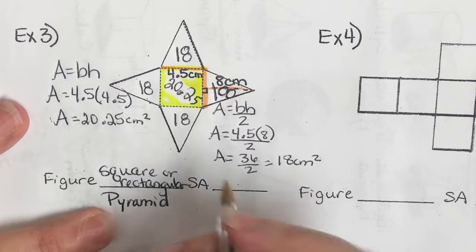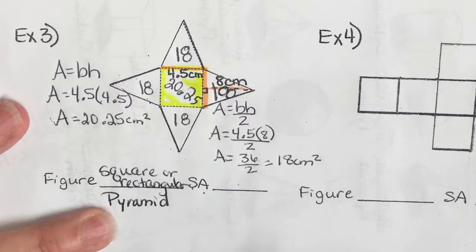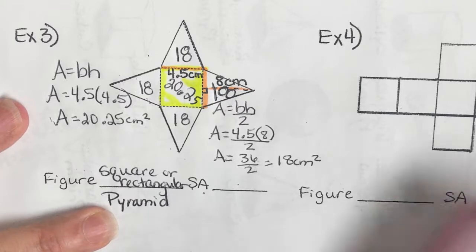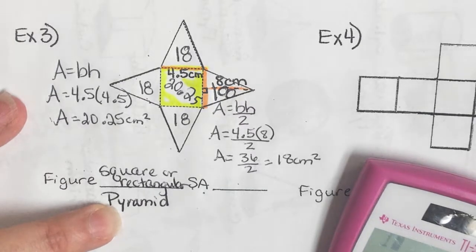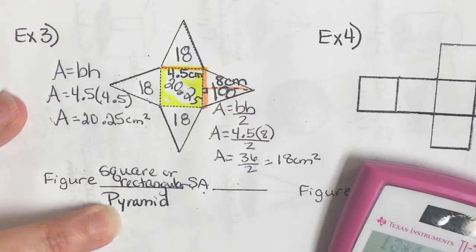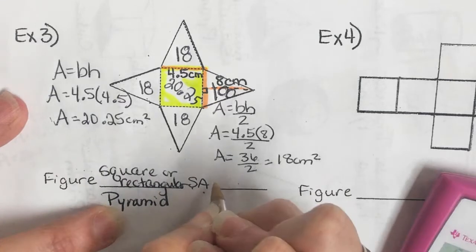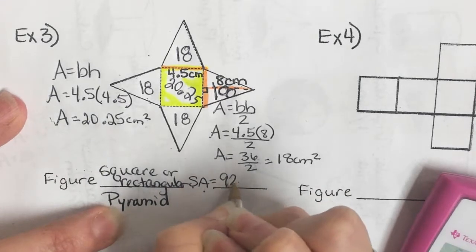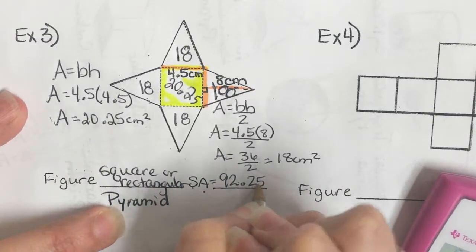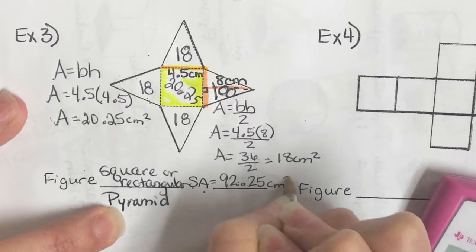So in the end, for surface area, we got to add them all up. Plus the middle thing, 20.25. 92.25 centimeters squared.